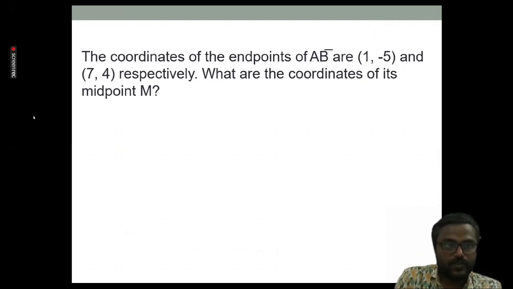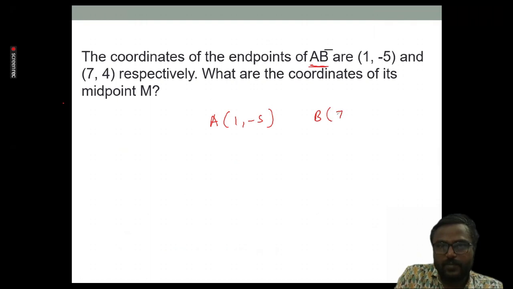So the first question says, the coordinates of the endpoints of line segment AB are, I'll put this as A, 1 comma negative 5, and B is nothing but 7 comma 4. What are the coordinates of its midpoint? So let me do one thing. I'll just rename this as x1, y1, and I'll rename this as x2, y2.